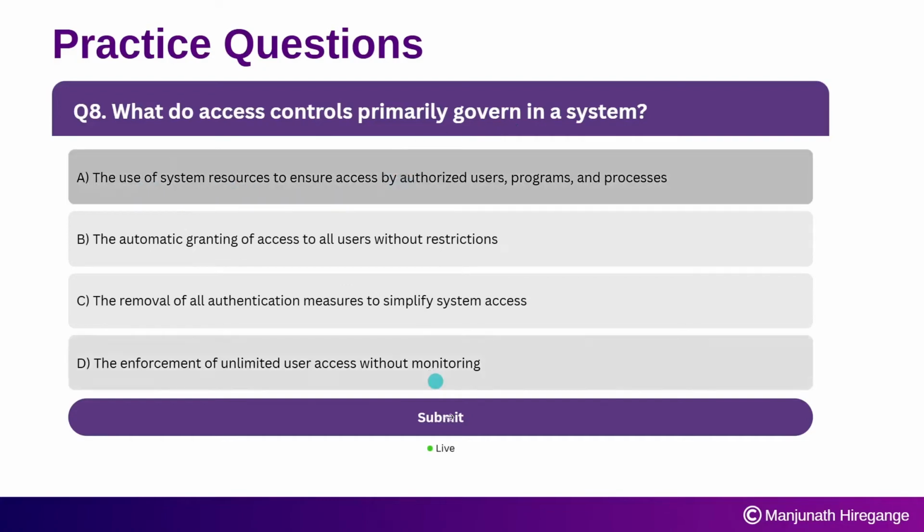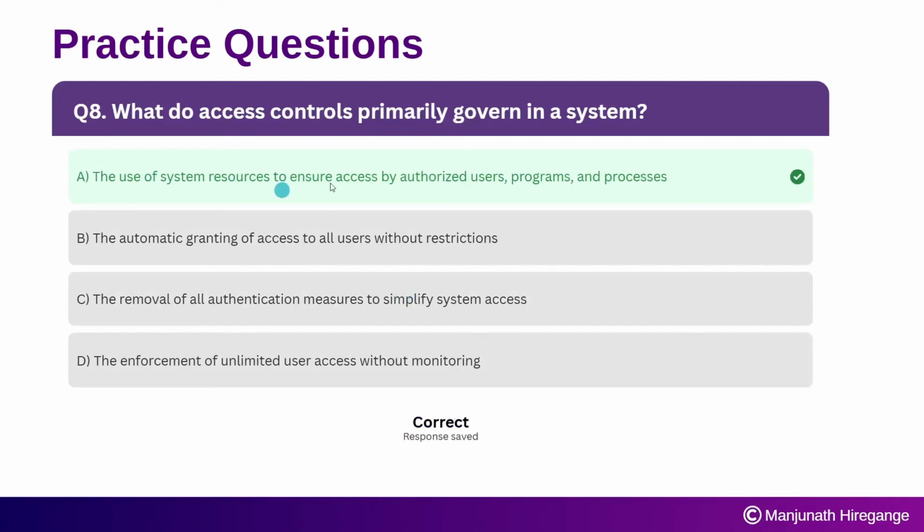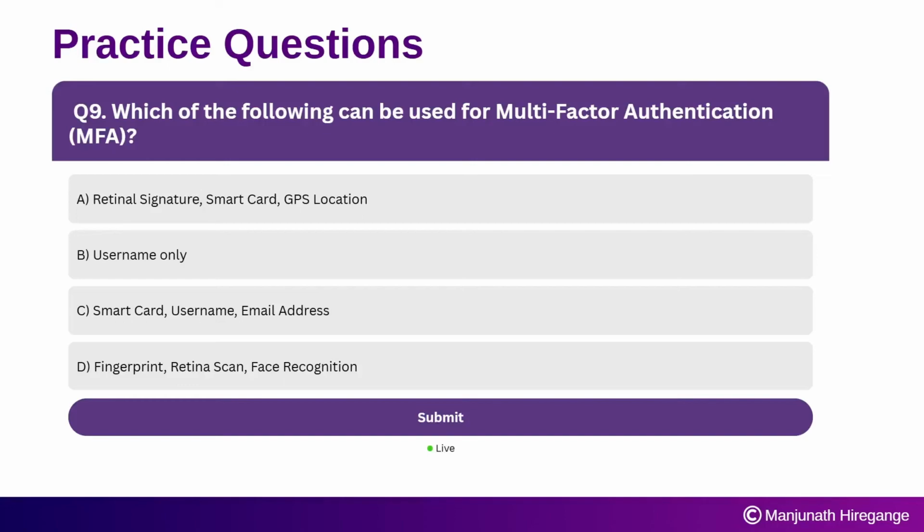Option A is the right answer, because access control is a fundamental part of cybersecurity, which helps you protect your sensitive system resources from any unauthorized access. They also enforce your policies, procedures, and technical controls, so that only approved users or application processes can interact with the system. All the other options would weaken system security by allowing unrestricted access, removing all authentication measures, and enforcing unlimited user access. So hence the right option is A.